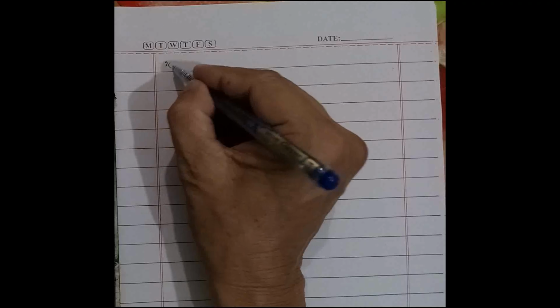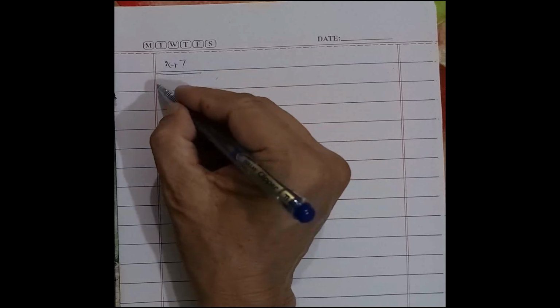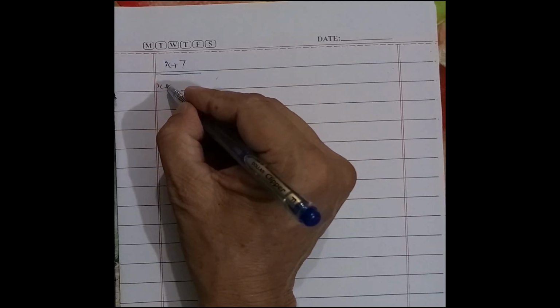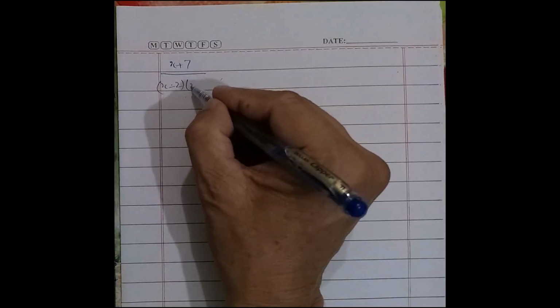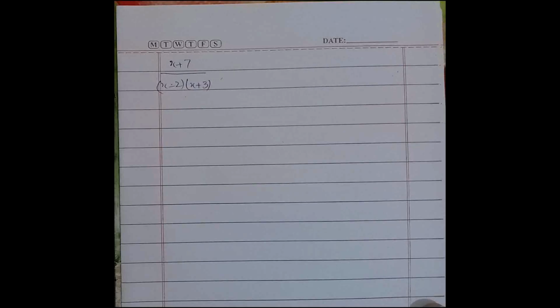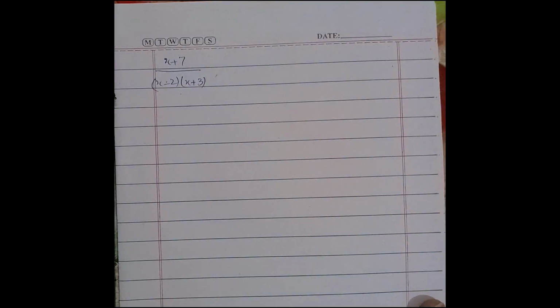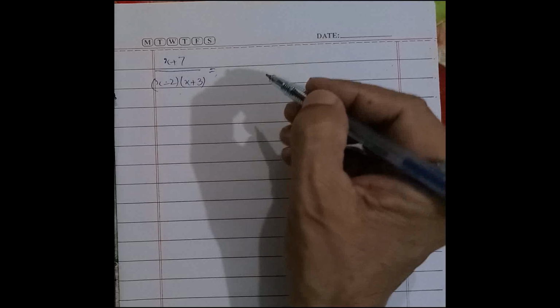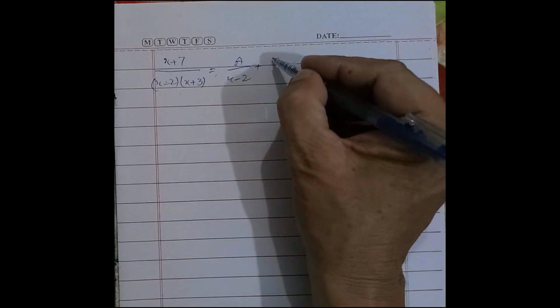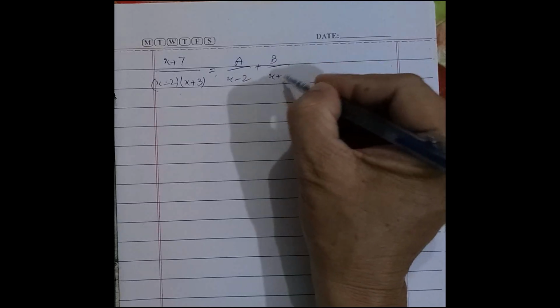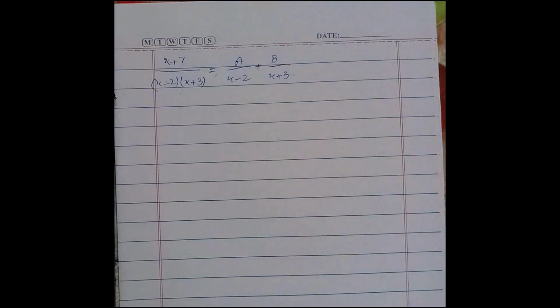So (x plus 7) over (x minus 2) into (x plus 3), and then we make them partial fractions: A over (x minus 2) plus B over (x plus 3). And now we find the values of A and B.